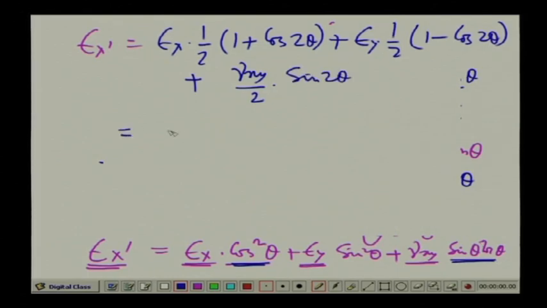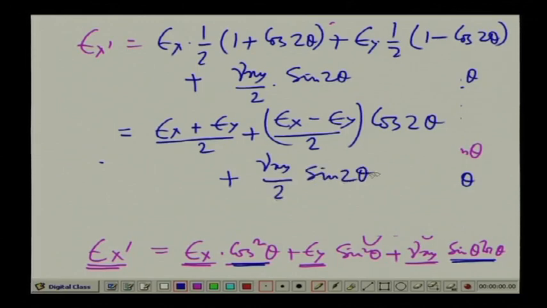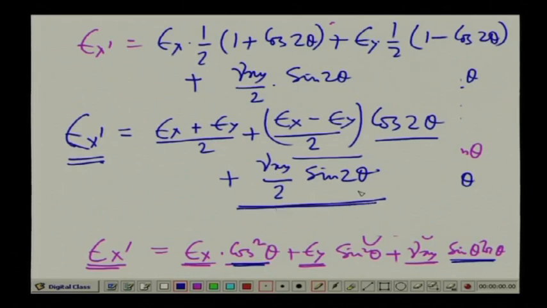So, this is equal to epsilon x plus epsilon y by 2 plus epsilon x minus epsilon y by 2 times cos 2 theta plus gamma x y by 2 sin 2 theta. So, this is the expression for epsilon x dashed, or the strain in the x dash direction in terms of the strain epsilon x, epsilon y and gamma x y: epsilon x plus epsilon y by 2 plus epsilon x minus epsilon y by 2 cos 2 theta plus gamma x y by 2 sin 2 theta.